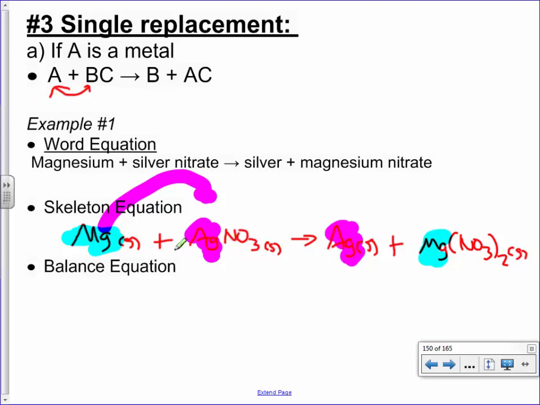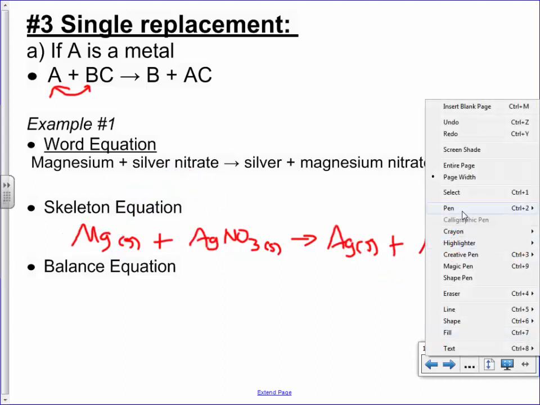You visualize that? This magnesium right here is by itself. Over here, it's got a buddy. Here, the silver has got a buddy, but then over here, it's by itself. It used to be in a tandem, and now it's not. And the other one used to be by itself, but now it has a partner. So that's what makes it single replacement.